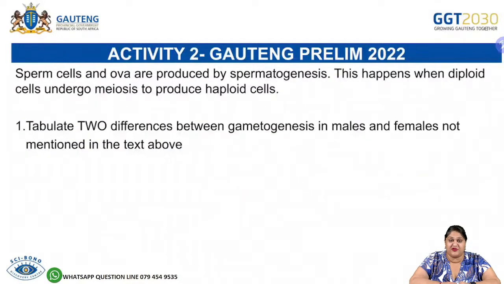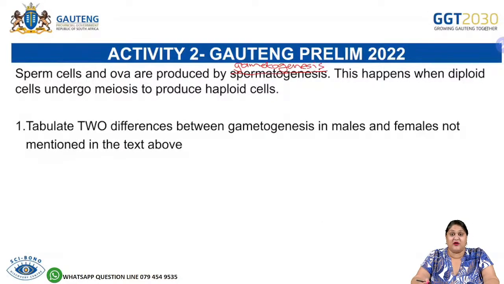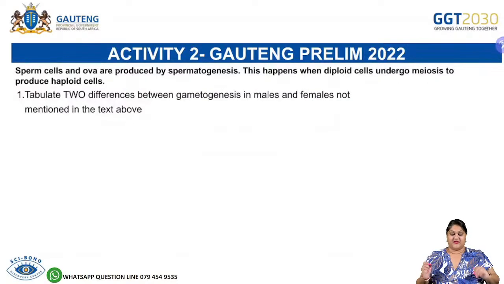Sperm cells and ova are produced by gametogenesis. Okay, sorry, there's a spelling error there. It's supposed to be gametogenesis. We'll fix that. This happens when diploid cells undergo meiosis to produce haploid cells. Tabulate two differences between gametogenesis in males and females not mentioned in the text above. So they're saying that it happens in females and in males, and it happens when diploid cells undergo meiosis. Yes, that happens in both of them. Okay, so that's a similarity. But now they want to know about the differences. So we're going to tabulate them quickly.